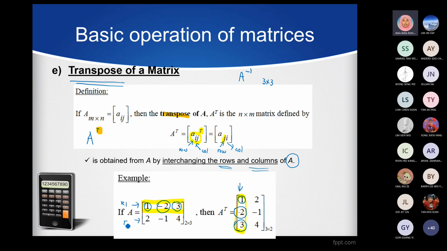How about row number 2? For row number 2 here, this one. Sorry. This one is row number 2 here, so it becomes column number 2 here. So this is the transpose. Okay, make sure you know the transpose.